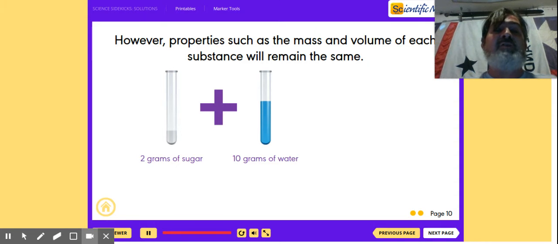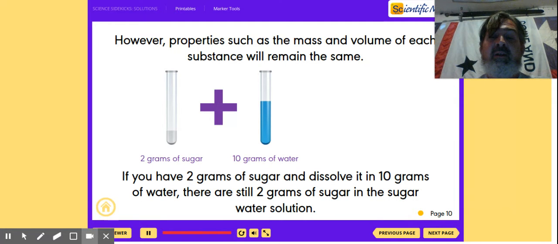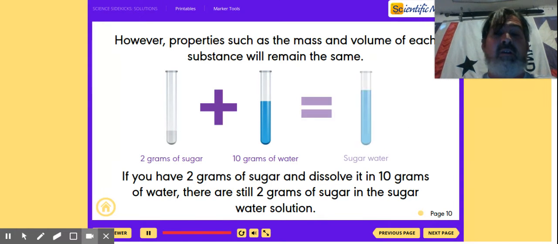However, properties such as mass and volume of each of the substances will remain the same. So if you put 2 grams of sugar into 10 grams of water, you have 2 grams of sugar dissolved in 10 grams of water. There are still going to be 2 grams of sugar. There's still going to be 10 grams of water and 2 grams of sugar in the solution.